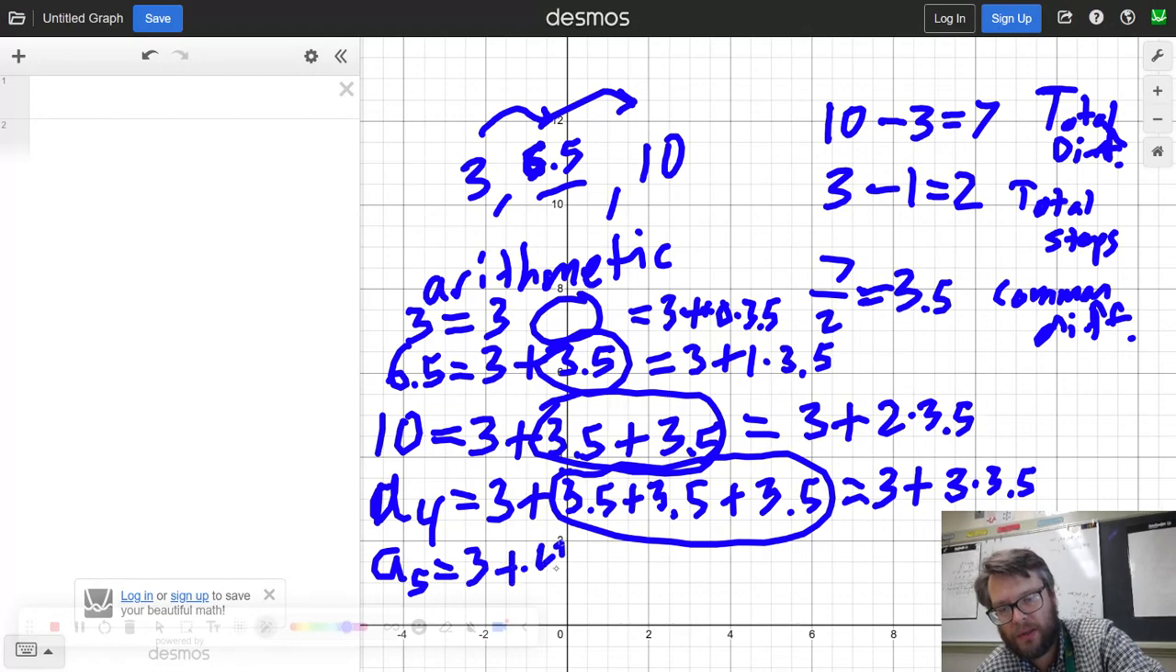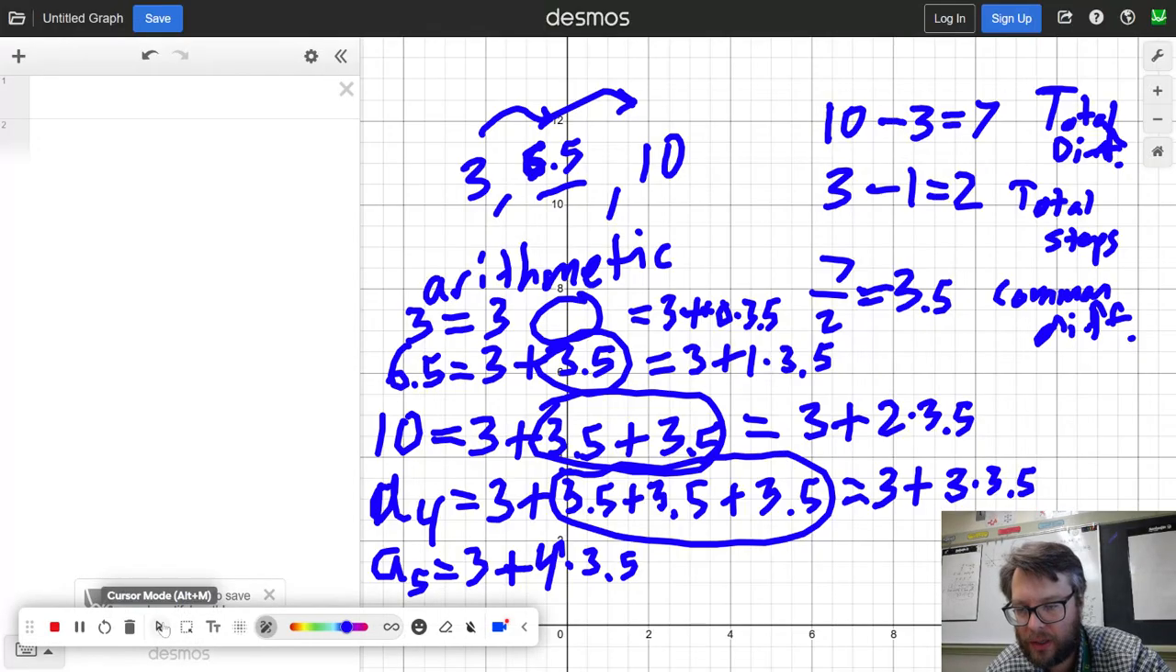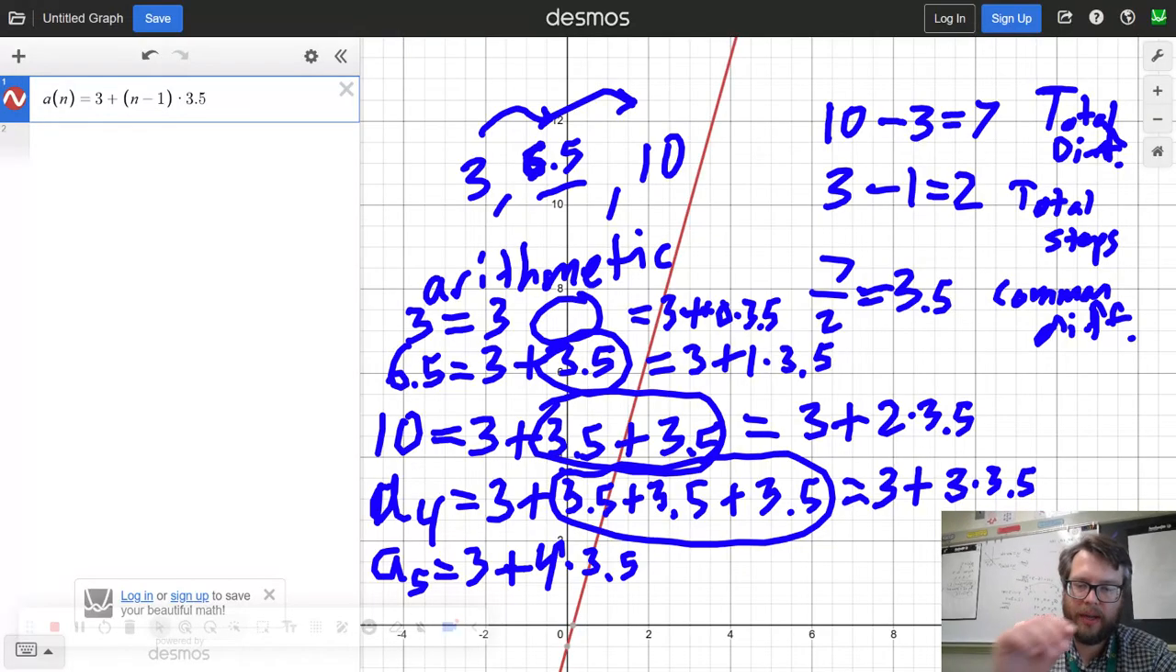If you skip ahead, that means I know that the fifth term is going to be 3 plus 4 copies of 3.5. I know that the seventh term is going to be 3 plus 6 copies of 3.5. I know that the 99th term is going to be 3 plus 98 copies of 3.5. In general, whatever term I want, I have to do first term plus 1 less copy of 3.5. So to type that out in general, you can say that term number n is whatever the first term is plus n minus 1 copies of 3.5.